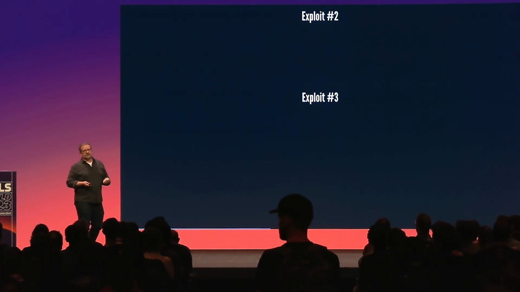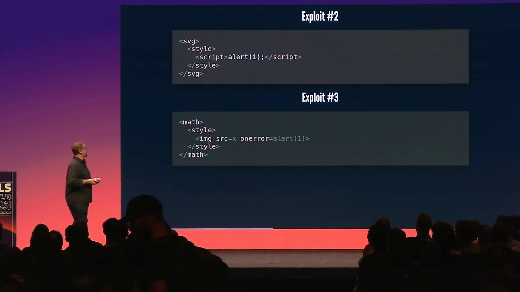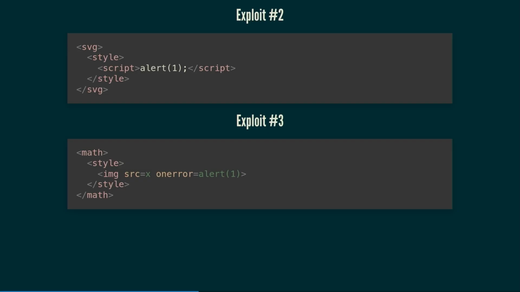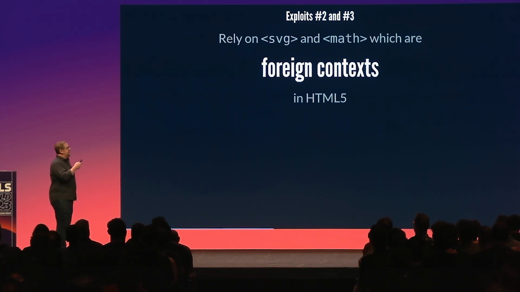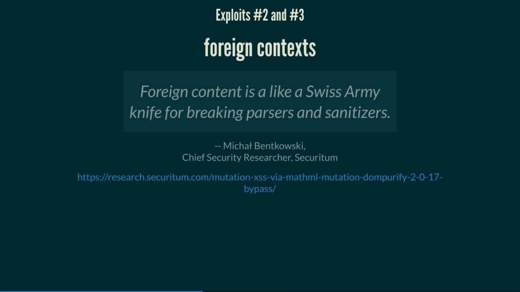And they also didn't address the root problem because there are two other exploits that are known. One is with an SVG tag, and one is with a math tag. Otherwise, they're all very similar. They contain style, and the style contains some other markup. So SVG and math are foreign contexts in HTML, and what this basically means is they are a Swiss Army knife for breaking parsers and sanitizers. This is a hilarious quote.